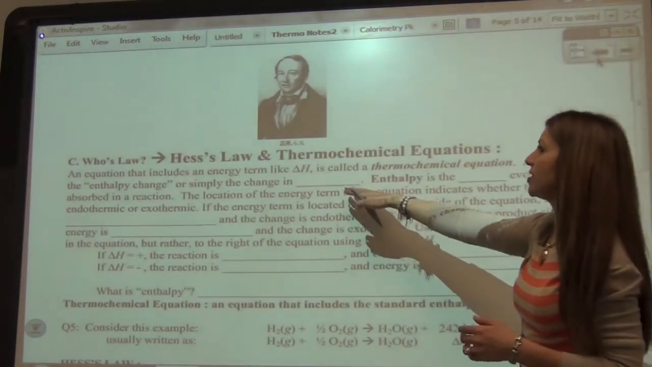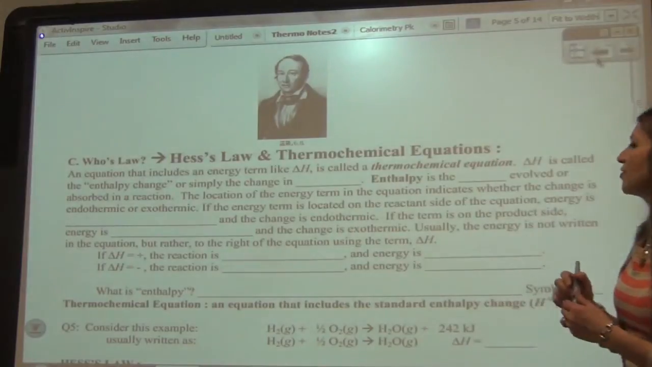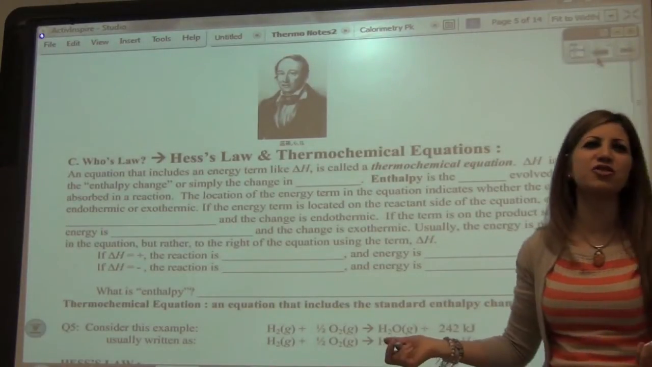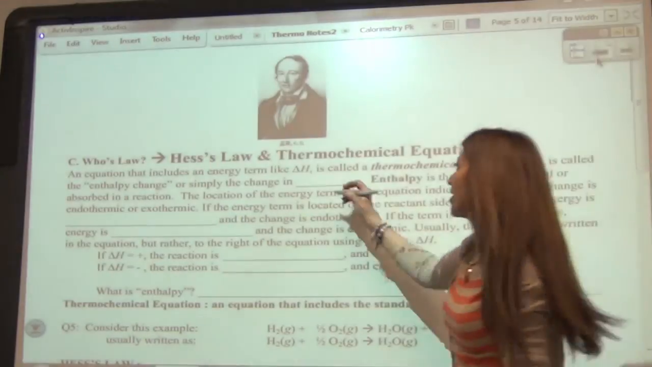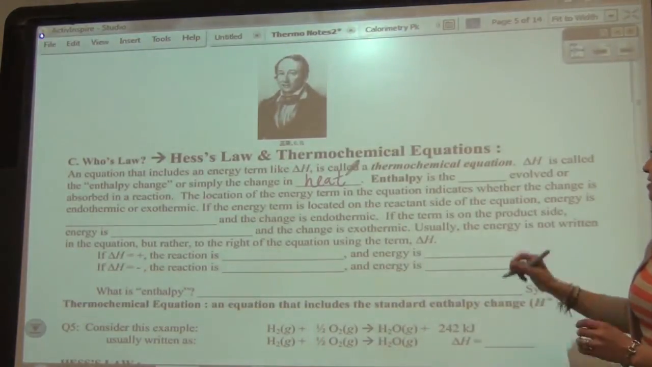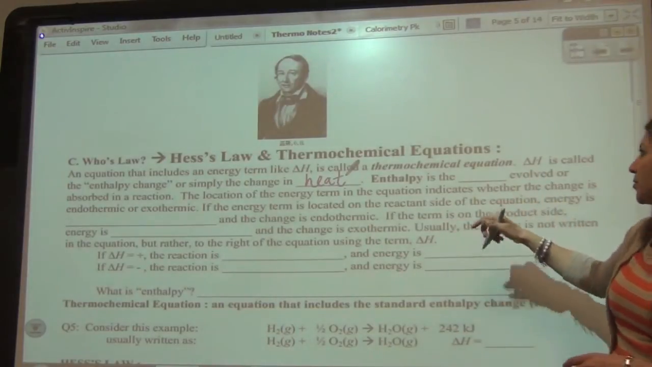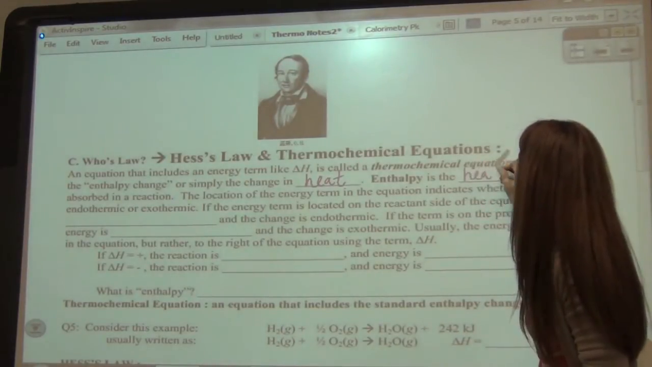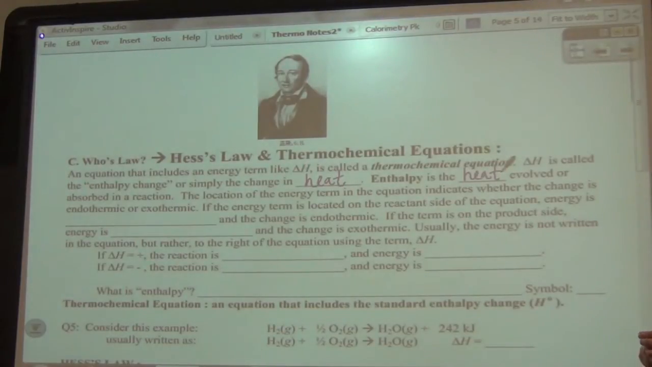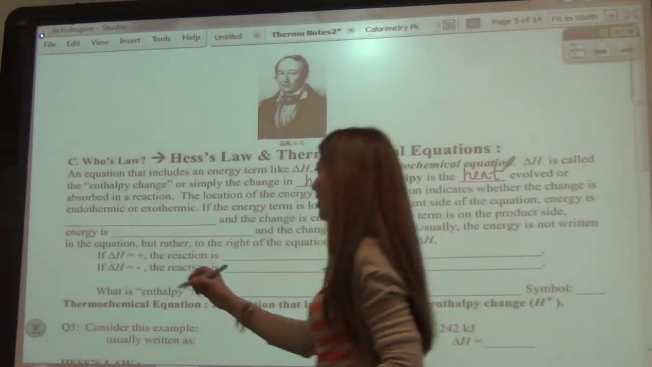An equation that includes an energy like delta H is called a thermochemical equation. And delta H is the enthalpy change, or it's just the change in what? Heat or energy. Perfect. So enthalpy is the heat evolved or absorbed in a reaction. It's simply the heat that is evolved or absorbed inside of a reaction. The location of the energy term indicates whether the change is endo or exo.